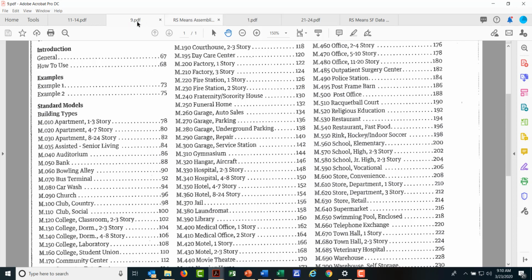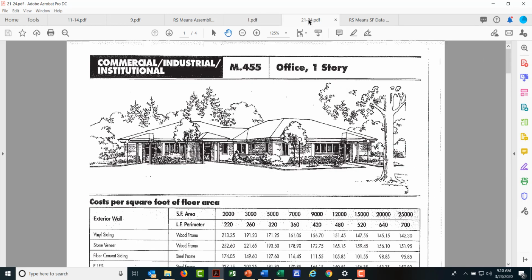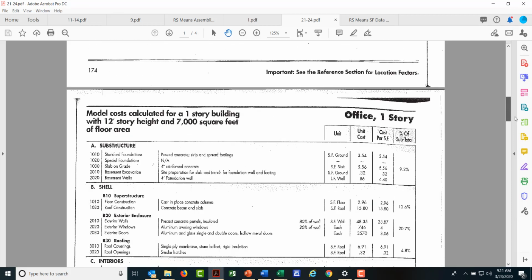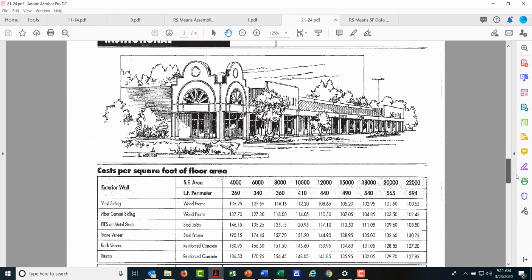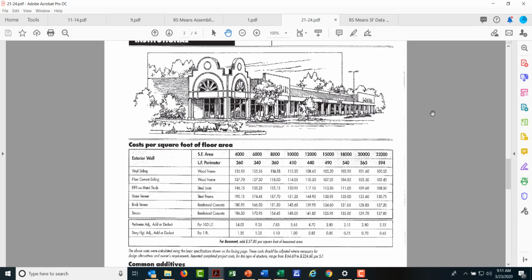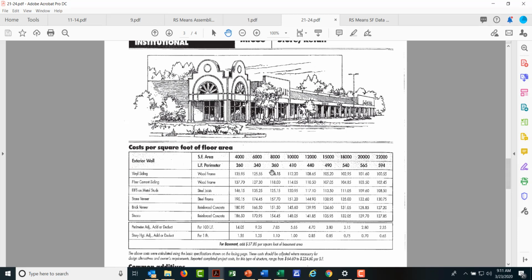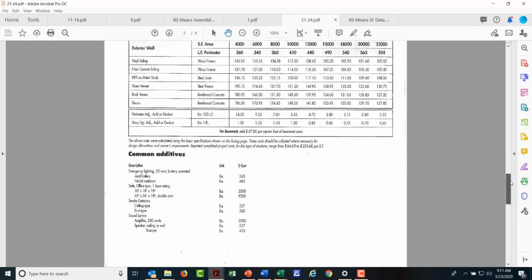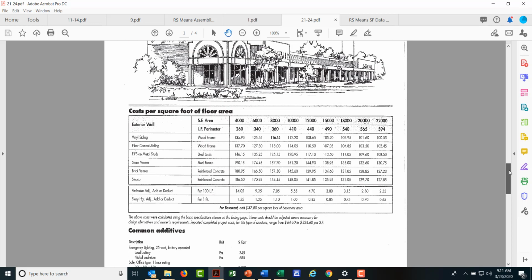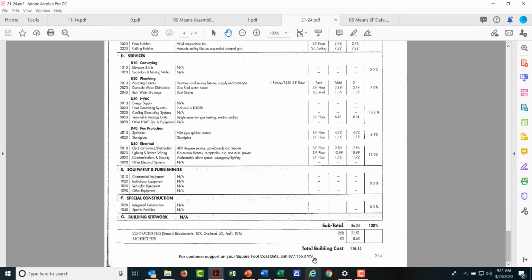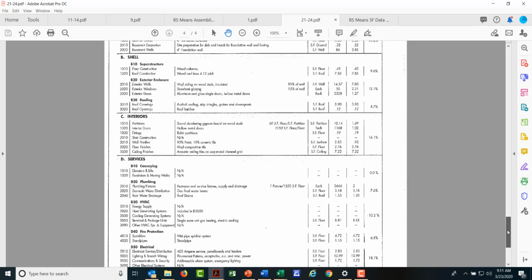So if you went to M360 on page 214, you should see this, which now looks a little bit more like the building we have. Again, there's variances there, but it's closer. And if you'll notice, they picked out this one right here, this 116, 115, which is vinyl siding and wood frame. And that's how they arrived at that 116, okay?